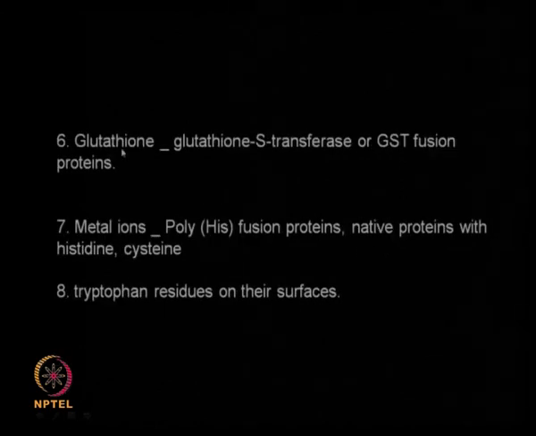If you have glutathione, we can have a glutathione S transferase enzyme or GST fusion proteins. If you have metal ions, we can have polyhis fusion proteins or we can have native proteins with histidine or cysteine. You can have tryptophan residues on their surfaces. So a large number of combinations of systems could be thought of, depending upon what you want to purify and what you want to immobilize on the surface of the stationary phase.